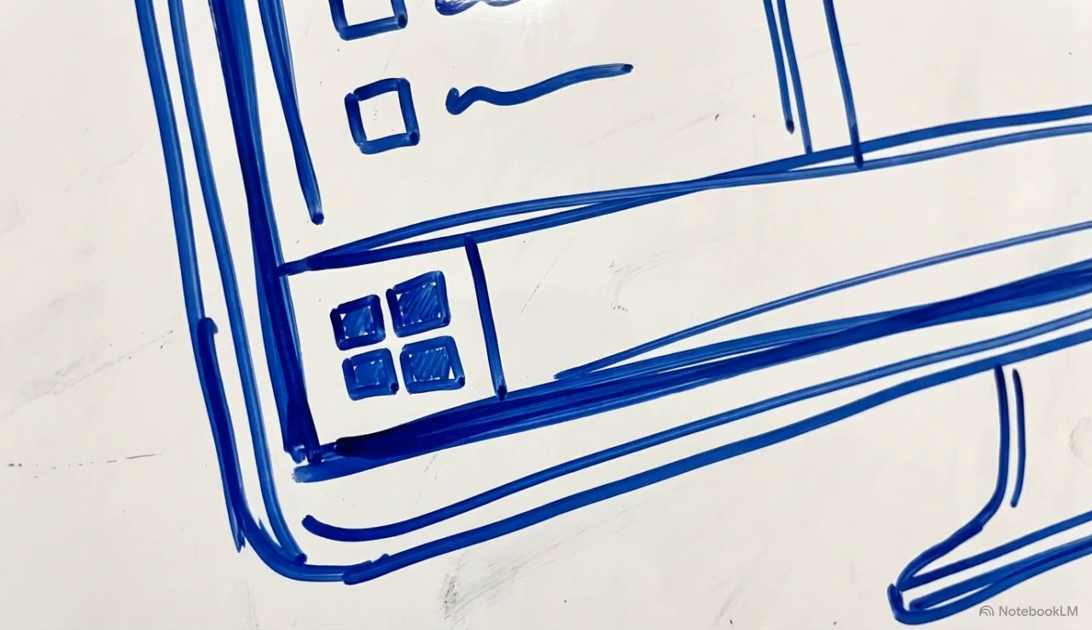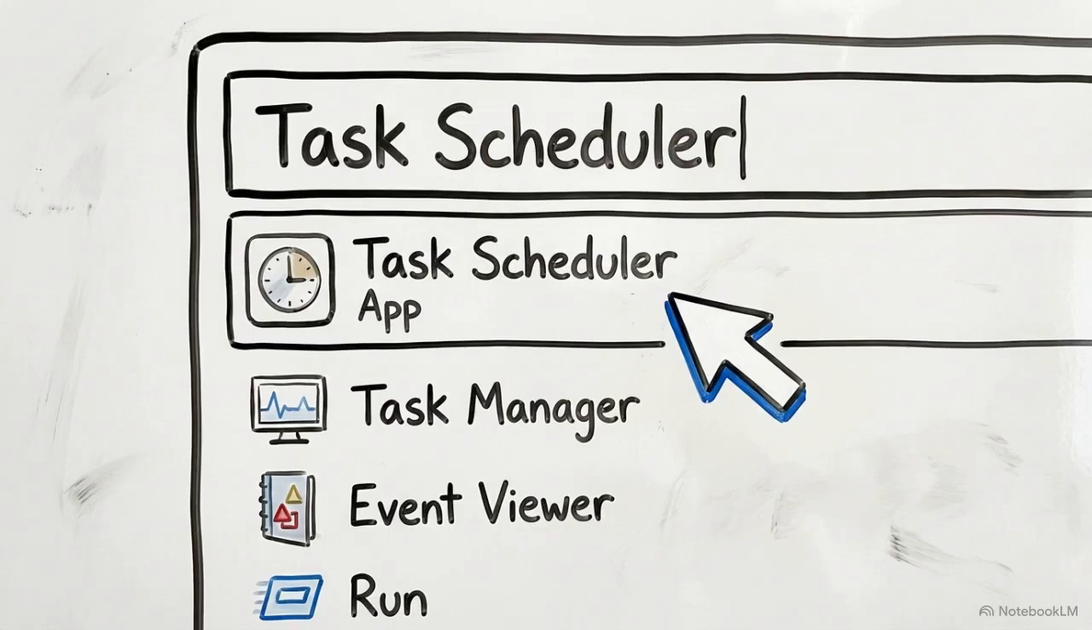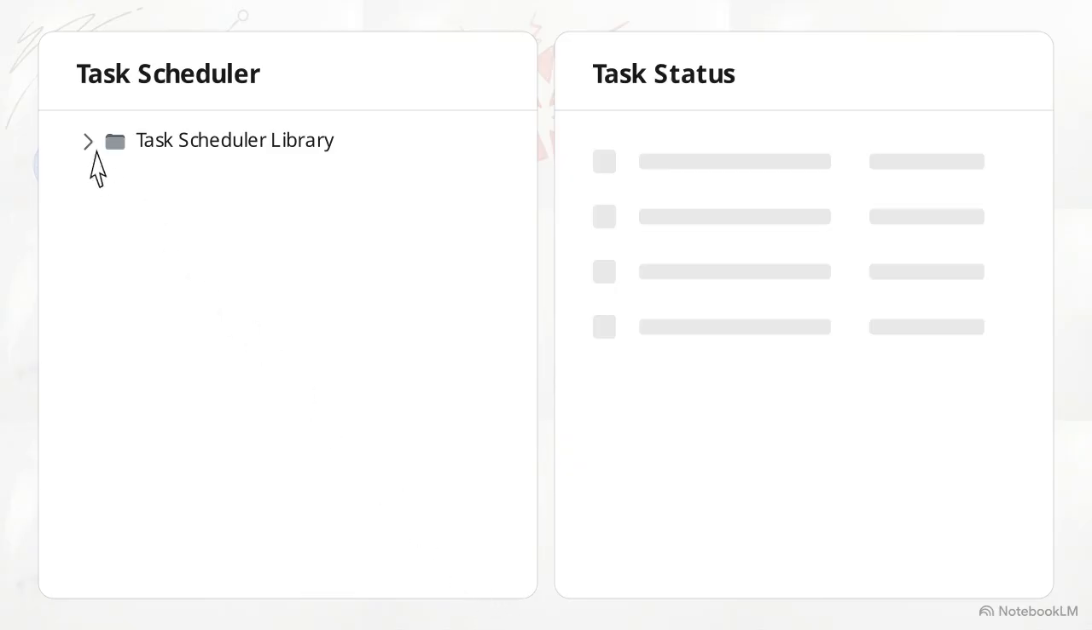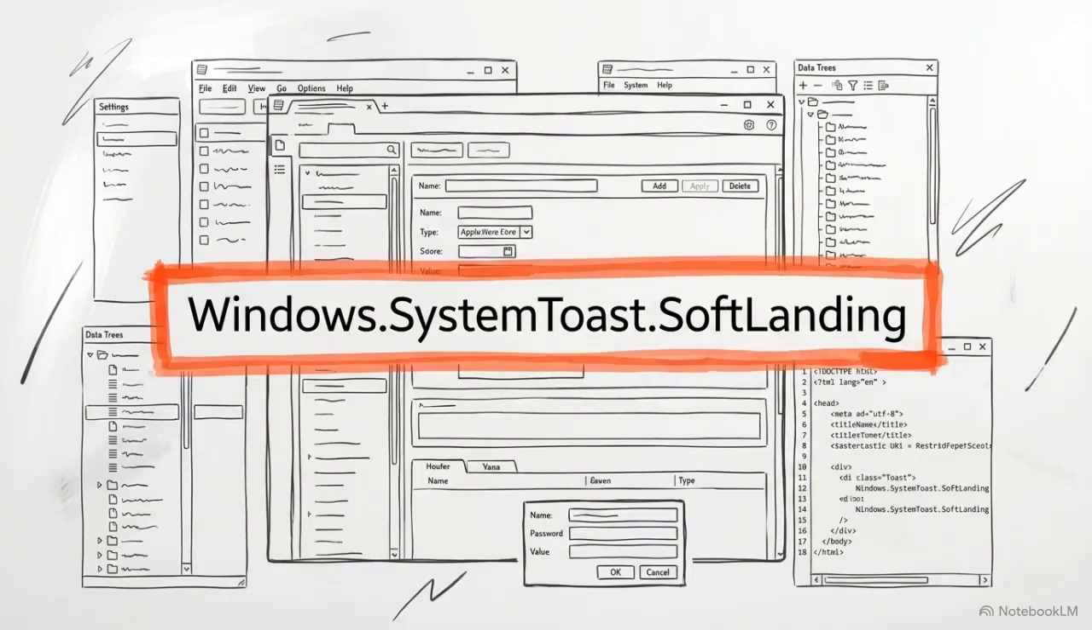Open your Windows Start menu, type Task Scheduler, right-click the icon, and select Run as Administrator. In the left panel, expand the Task Scheduler library. From there, open the Microsoft folder and then the Windows folder. This highlighted interface shows exactly what you are looking for.